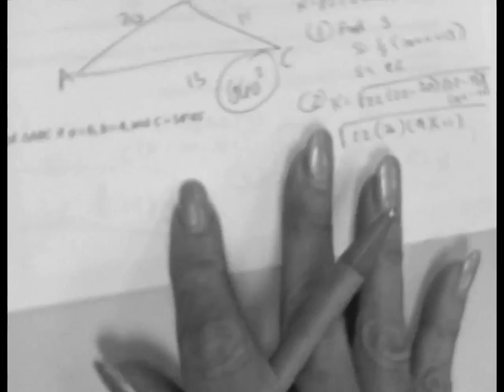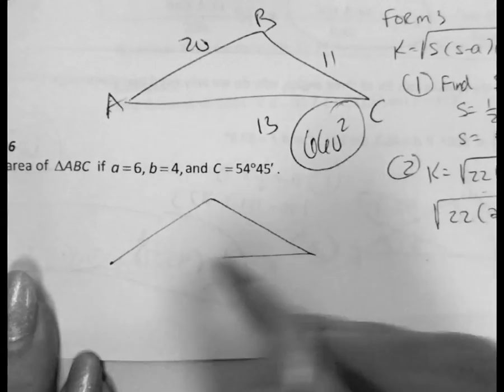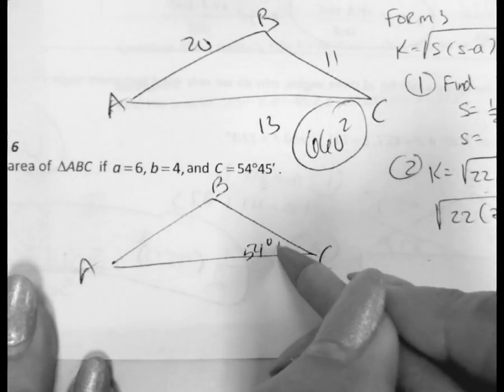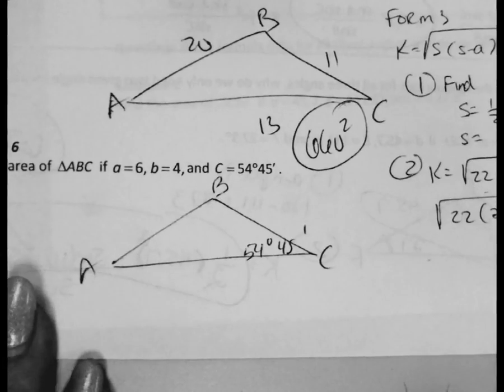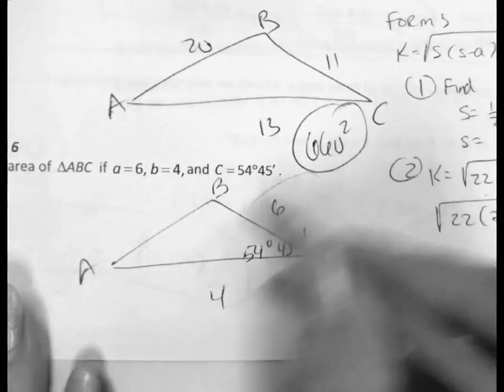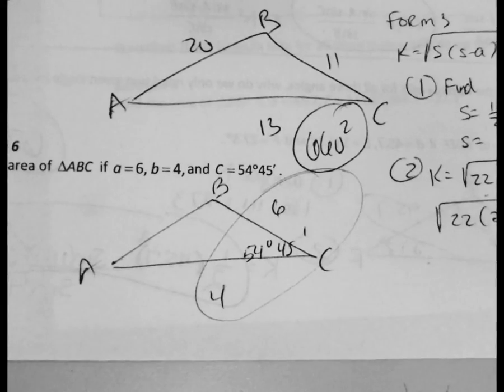Last one. We'll do it really quick. This one's the easiest one. Save the easiest one for last. C is 54 degrees, 45 minutes. That should not scare you. You guys are really good at that. Little b is 4, and little a is 6. This is an SAS. Two sides and an angle.